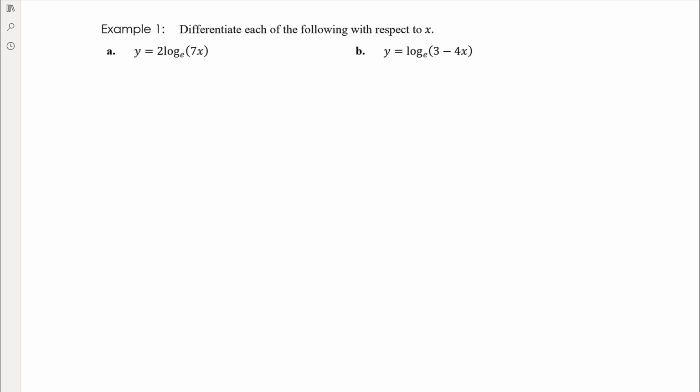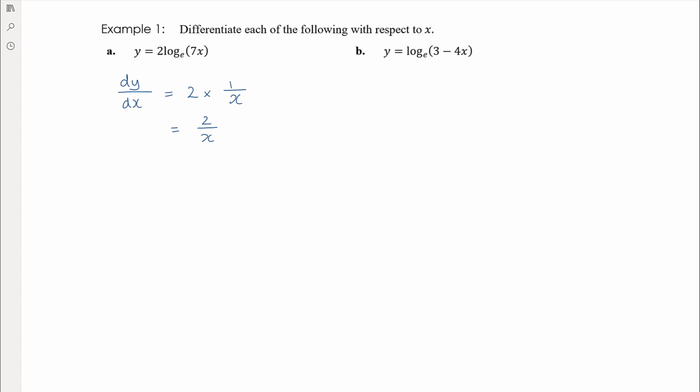2 times, remember it's a number times a function, so we don't need any product rule here. The derivative, when you've got a number times a function, will still just be that number times the derivative of that function. So dy dx is going to be 2 times the derivative of log e of 7x. Now if you use the chain rule, you're going to get 1 on 7x multiplied by 7, and the 7's cancel out. So remembering that the derivative of log e of ax is just 1 on x, this is 2 on x. Wouldn't matter what number you put there, that derivative would still be 2 on x.